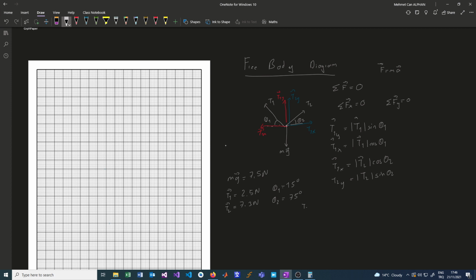So from there, T1x will be the T1 magnitude times cosine theta 1. I will not openly write down all of them; I'm just showing one case. 2.5 times cosine 15, which will be 2.415 Newton.